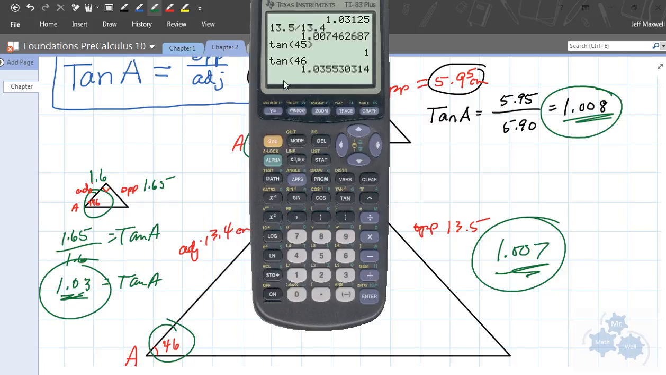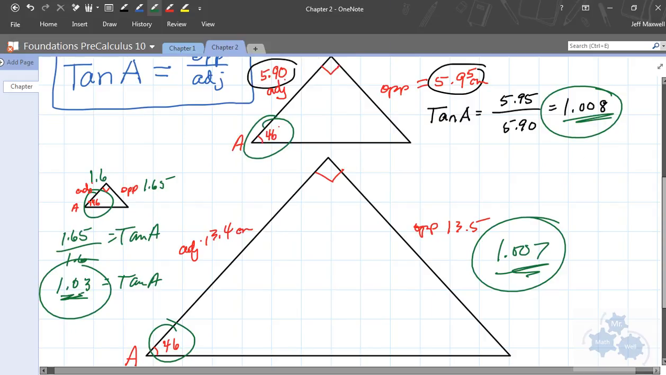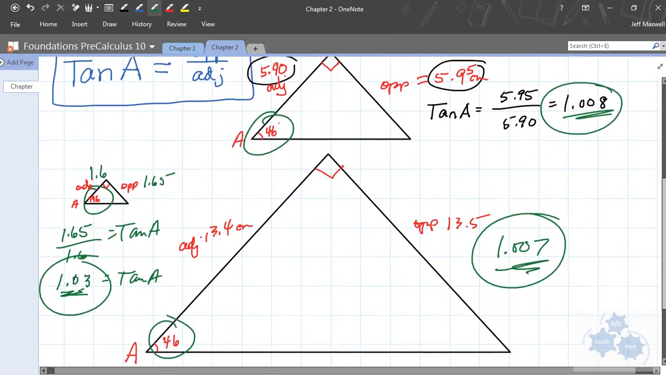But do you see how the calculator already has programmed in these special ratios? So tan of 46 should always be about 1.03 or 1.0355. So it's a special ratio. And because right triangles are restricted with the angles, the sides should be the same. I mean, the ratio of the sides should be the same. So that's the tangent ratio.